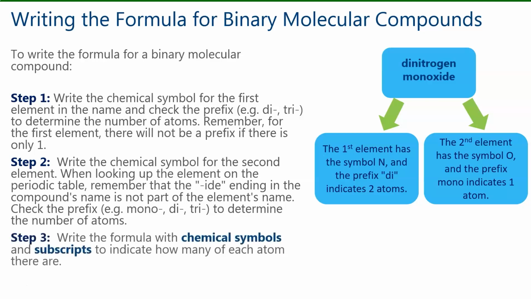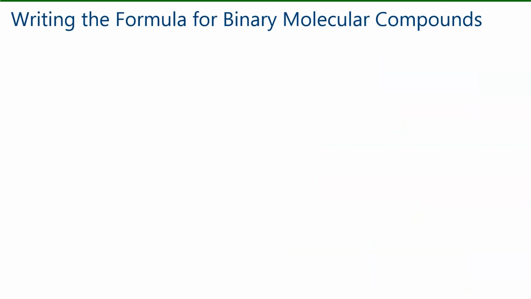So now we're going to write the formula with chemical symbols and subscripts to indicate how many of each atom there are. For our first element, we had N, and there were 2, N2. Our second element, we had O, and there is 1, and we don't write the subscript 1. So our formula is going to look like this, N2O, dinitrogen monoxide. Let's try a few more examples.